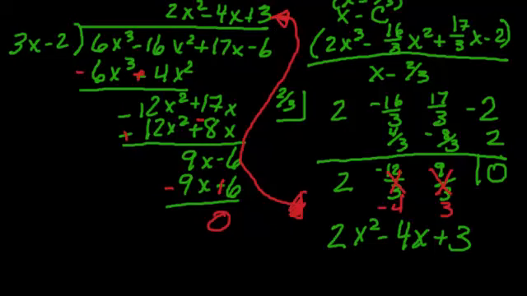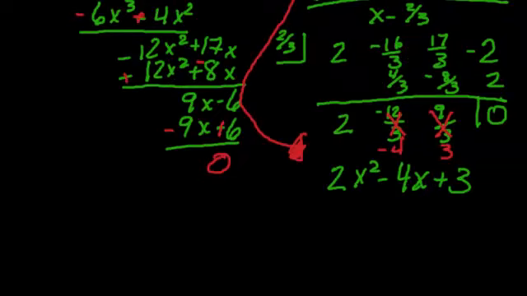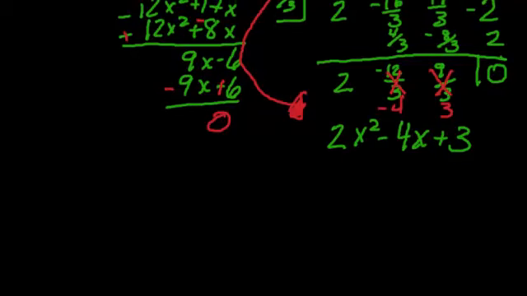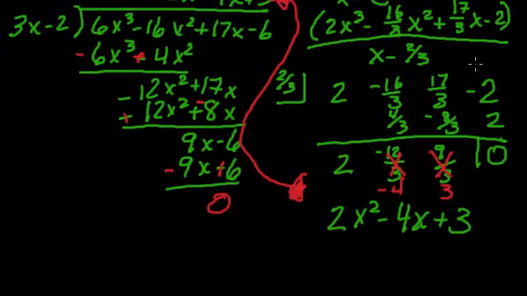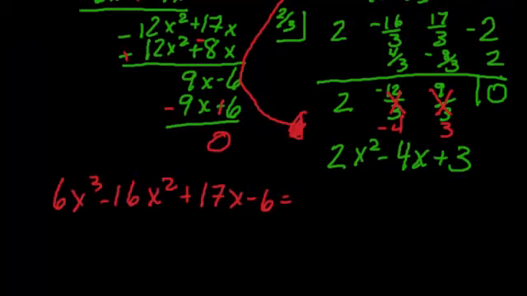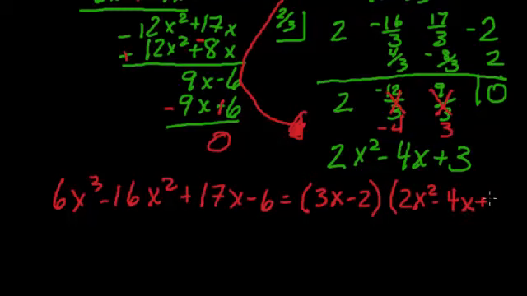Now, you're also going to be asked to write this as a product of linear terms. What they mean by that is, let's see, I need to see what it looked like. So I'll pull it up here. There it is: 6x cubed minus 16x squared plus 17x minus 6 equals, now I'm going to write it as a product right here in the middle of the page so you can see this, 3x minus 2 times 2x squared minus 4x plus 3.